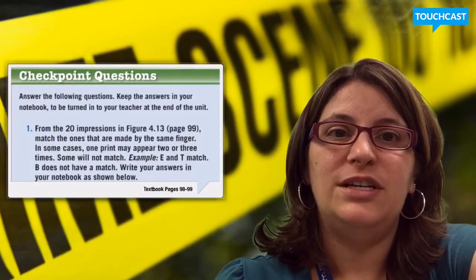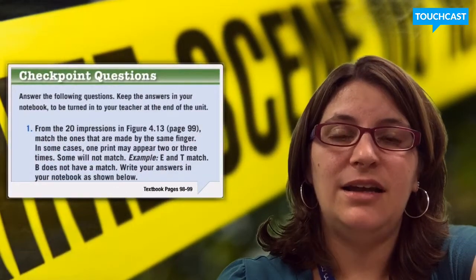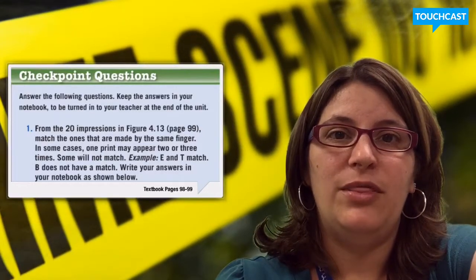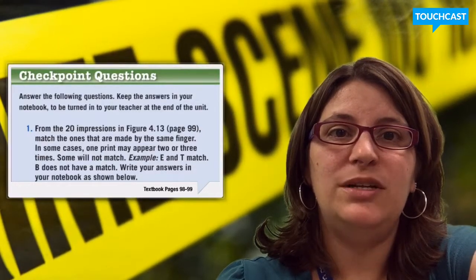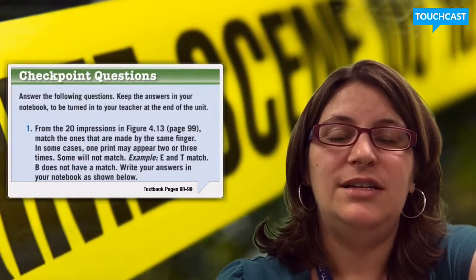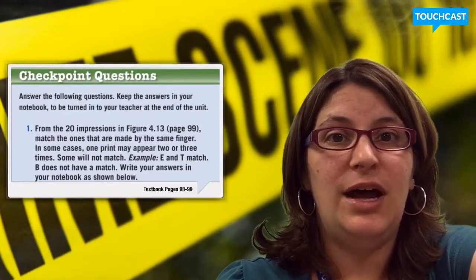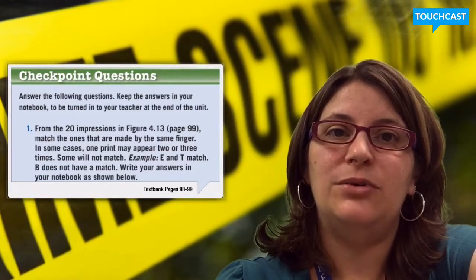To complete the fingerprinting notes, turn to pages 98 and 99 in your textbook. From the 20 impressions in figure 4.13 on page 99, match the ones that are made by the same finger. In some cases, one print may appear 2 or 3 times. Some will not match. Submit this assignment on Schoology.